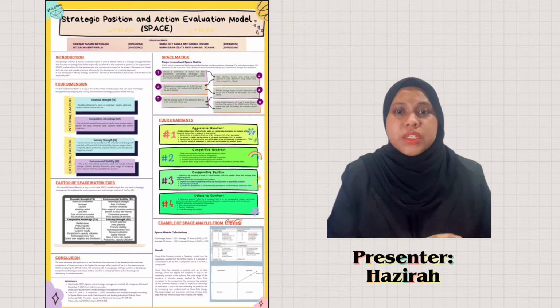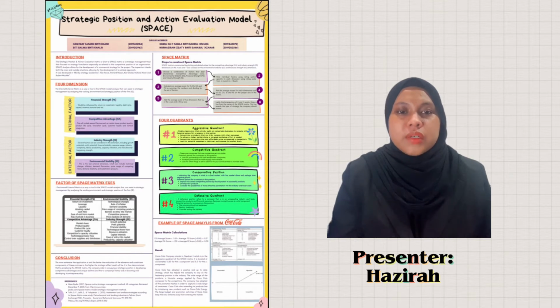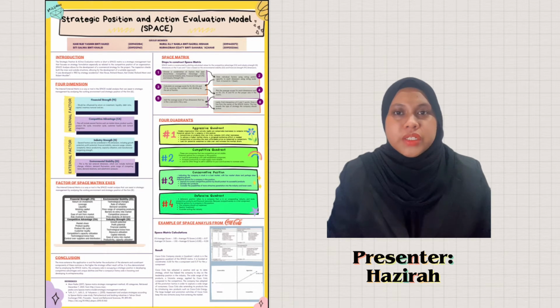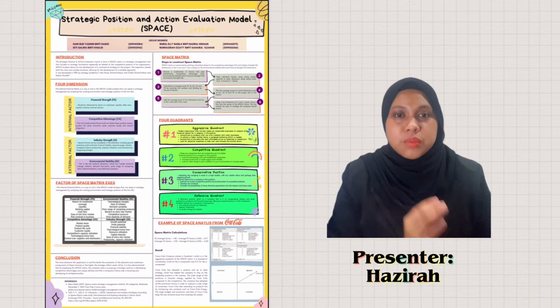The 4 dimensions in the SPACE matrix are the internal and external matrix, which is a tool in the SPACE model analysis that can assist strategic management by analyzing the working environment and strategic position of the firm. The 4 dimensions of the SPACE matrix are financial strength and competitive advantage, which are internal factors, while the external factors are industry strength and environmental stability.